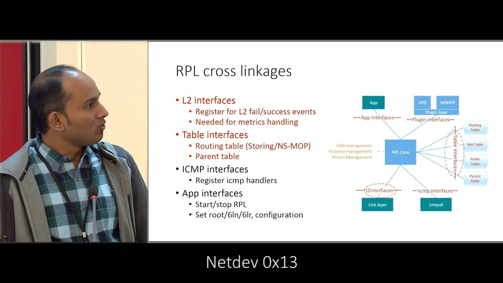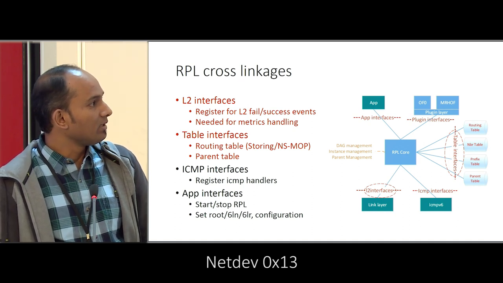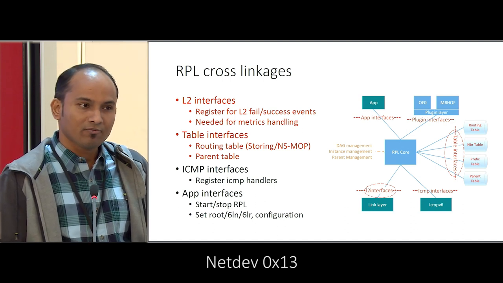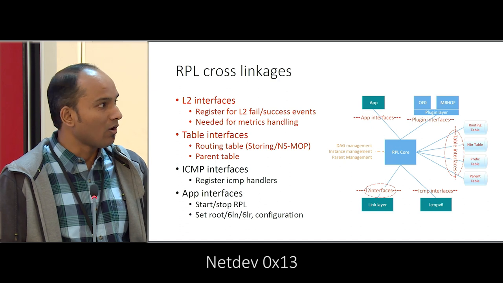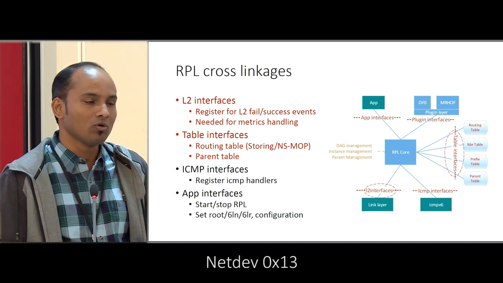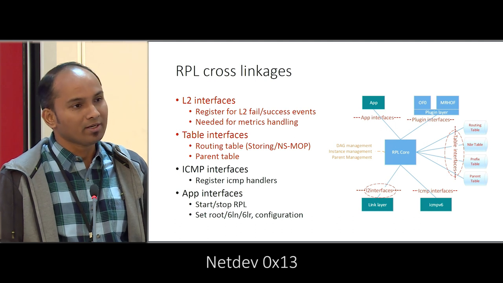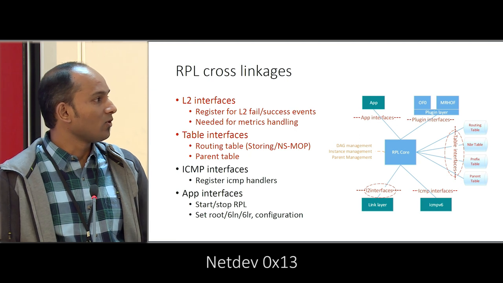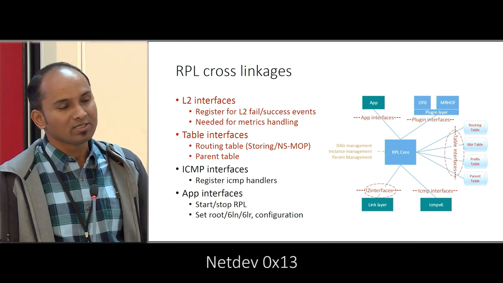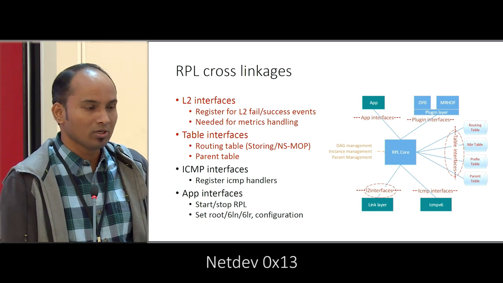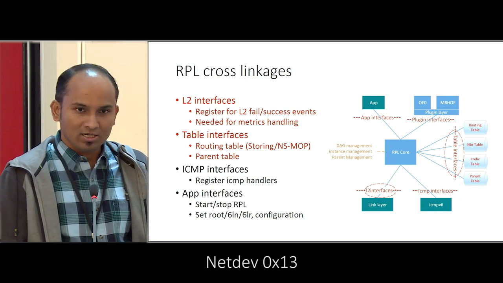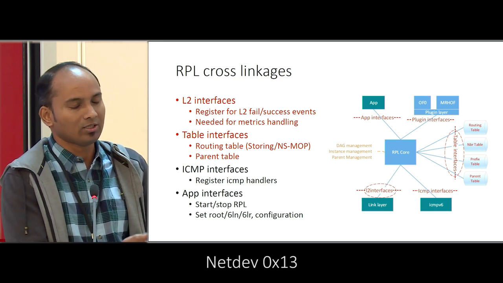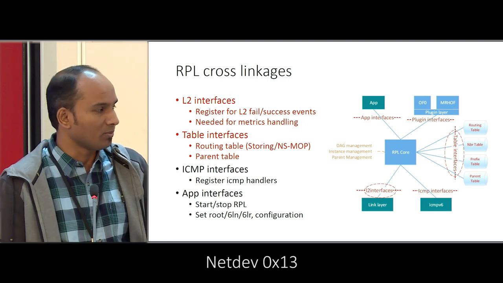From the L2 interfaces perspective, we need to register for L2 failure and success events. For every unicast packet, if it's a successful transmission, for the metric calculation we need to know how many times the packet was retried at the link layer. And for the table interfaces, for the routing table, there are two modes of operation that Ripple operates in: one is storing and one is non-storing. In non-storing mode, there are no routing tables at 6LRs. So the source routing header is used by the water router to send the complete routing. The SRH is used for the complete end-to-end routing.